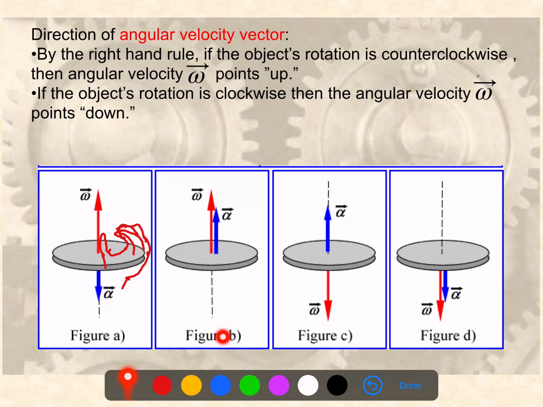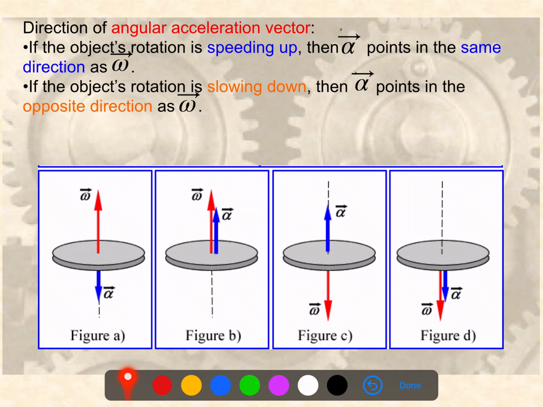Okay, that's also true in figure B. We have some counterclockwise rotation, our fingers point in that direction, and our thumb must be pointing up then. But the difference between figure A and figure B is that the angular acceleration vector is pointing in two different directions. In figure A, it's serving to work against that rotation and slow it down. So this is slowing down, whereas in figure B, we are speeding up because the angular acceleration vector and the angular velocity vector are pointing in the same direction.